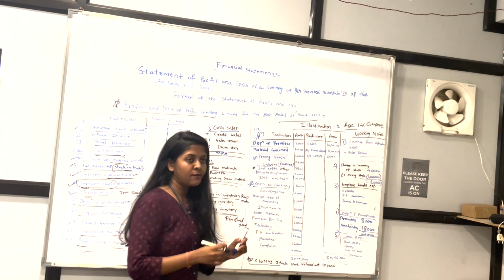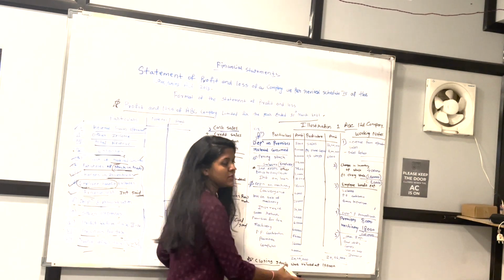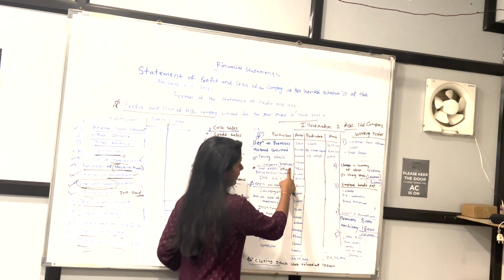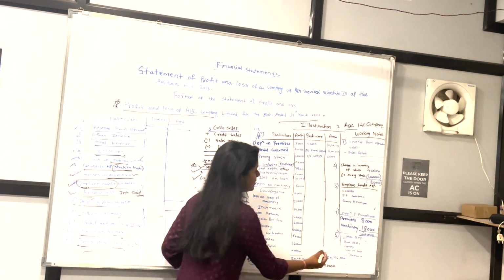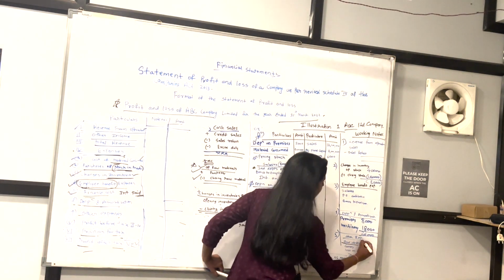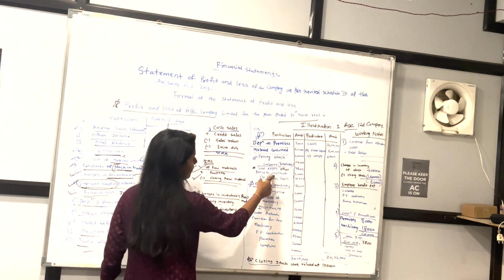Okay, so side by side you also have to prepare working notes. You have to see whether any other expenses are there or not. So salaries, employee benefit expenses; bad debts, other expenses. So you have to put bad debts under other expenses. How much is the amount? 3,800.